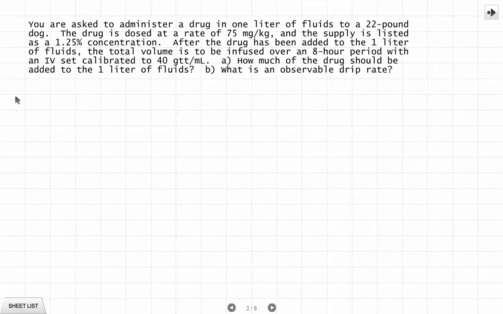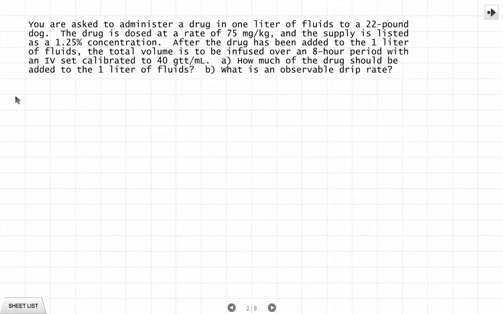Okay, so now we're going to use this information in a two-part problem. Starting from the beginning here, you are asked to administer a drug in 1 liter of fluids to a 22-pound dog. The drug is dosed at a rate of 75 milligrams per kilogram, and the supply is listed as a 1.25% concentration. After the drug has been added to the 1 liter of fluids, the total volume is to be infused over an 8-hour period with an IV set calibrated to 40 drops per milliliter.